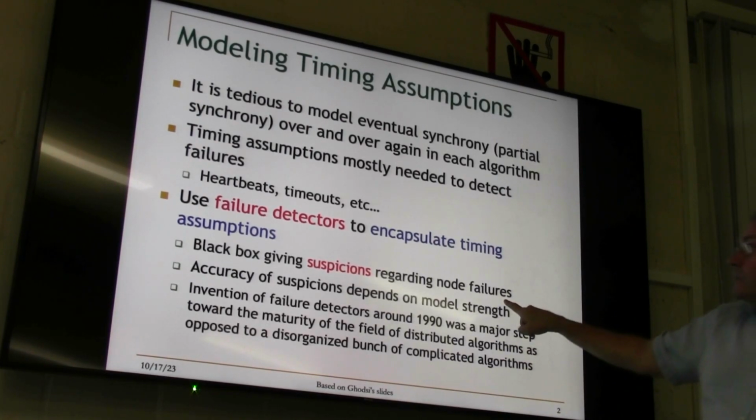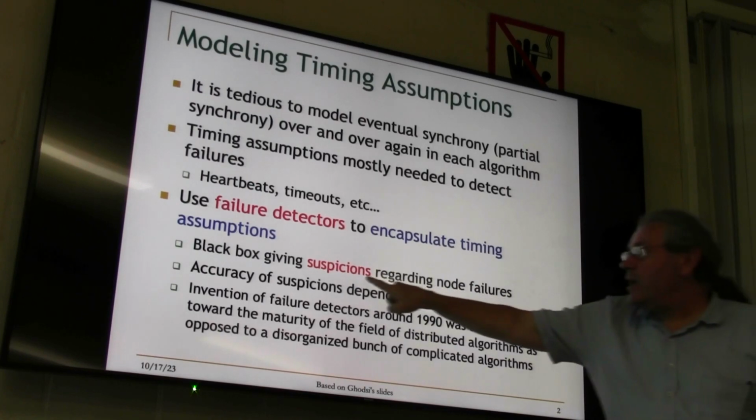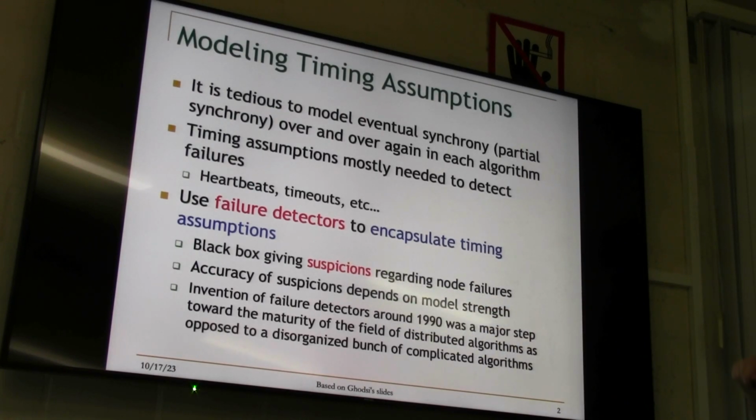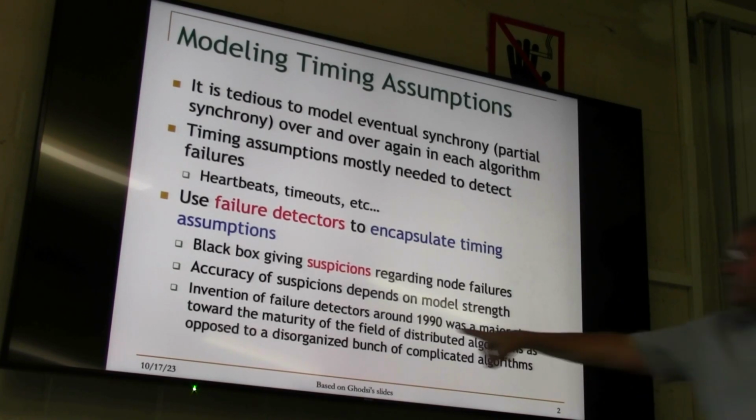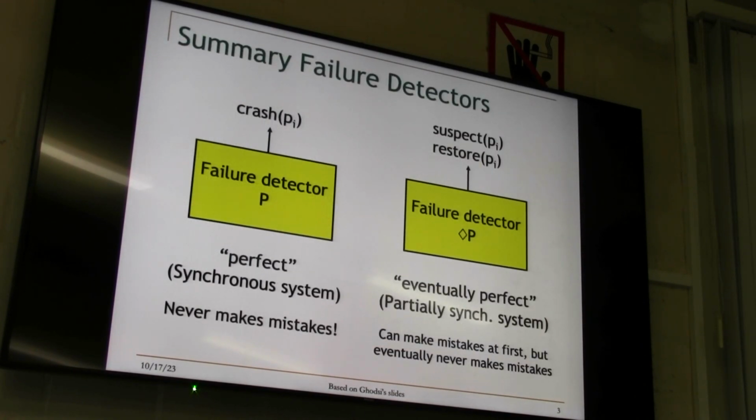So it's a black box that tells you things, but it tells you suspicions. It doesn't always give you the right answer. Okay? And this was invented in the early 90s. So this was one of the main inventions that made distributed algorithms much easier, especially for partially synchronous. Okay, so let me make it more concrete.